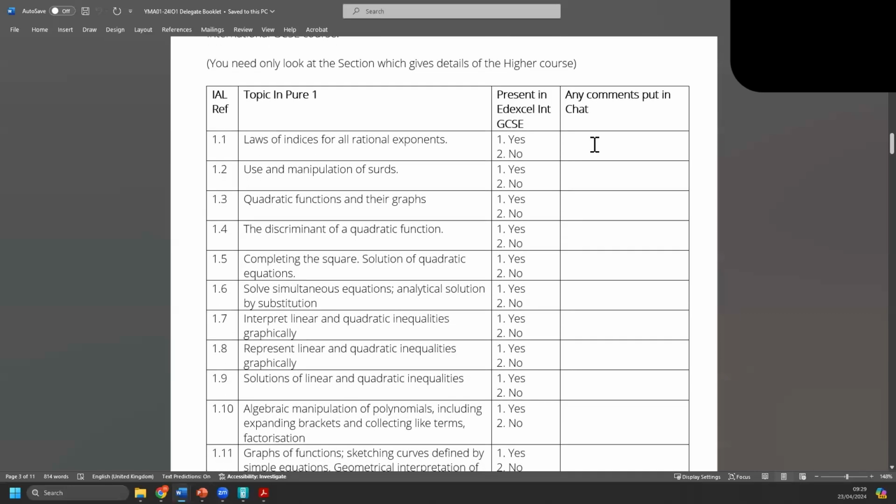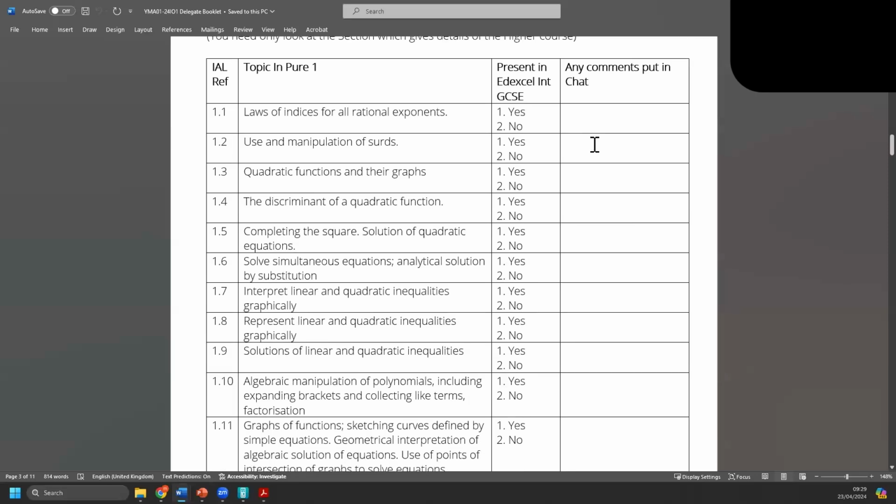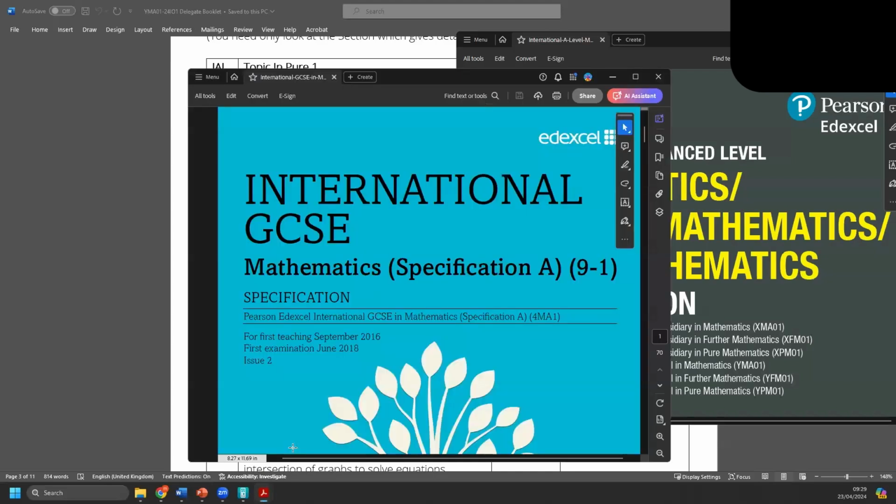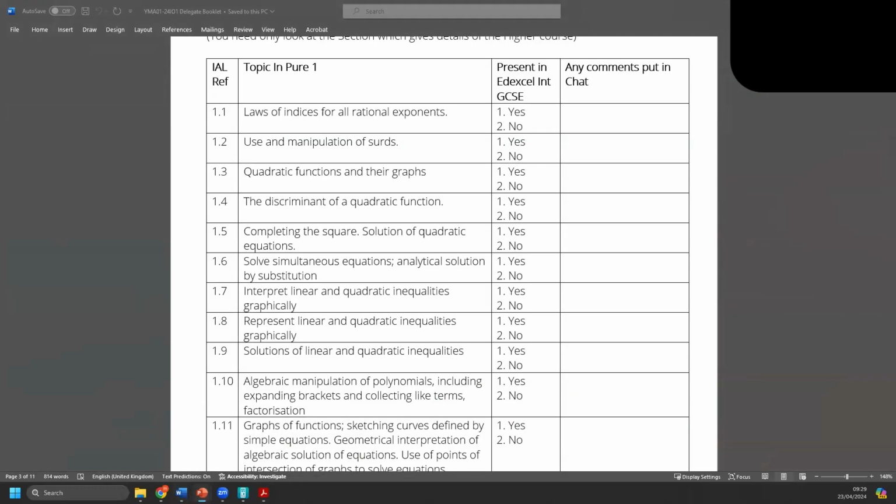Here are a few different topic sections from Pure 1. Have a quick browse through the qualification, or if you are experienced with it, mark whether it is currently present in the international GCSE, yes or no, and any other comments that you'd like. I'll give you 5 minutes to go through that yourself. You'll need the qualification booklets as well. They're all attached to the resources. If you know it off the top of your head, you can just put yes or no and any comments. If not, refer back to the booklet, and that helps you become more familiar. We'll go through this together in 5 minutes.